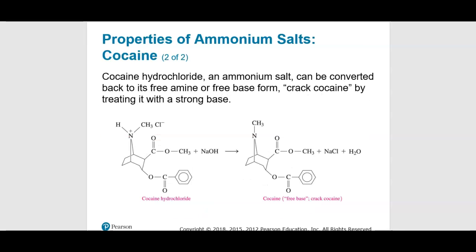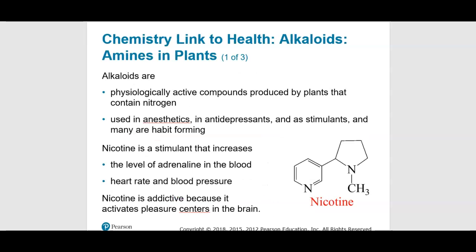So, what else do we have? There's alkaloids, which are amines that are found in plants. Some of them are very toxic. Well, cocaine's toxic, really bad for you. Nicotine is addictive, and that's found in cigarette smoke. But some of these things do have uses. They're physiologically active compounds, and in the proper situation, they can be very useful.